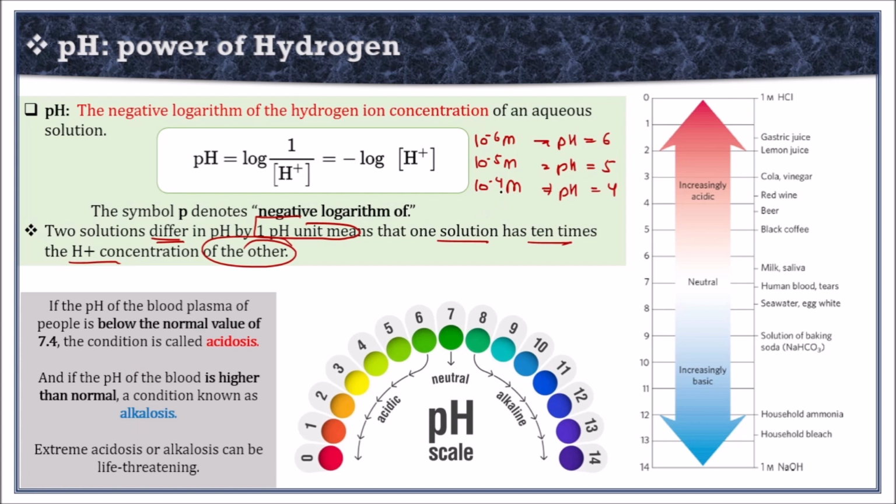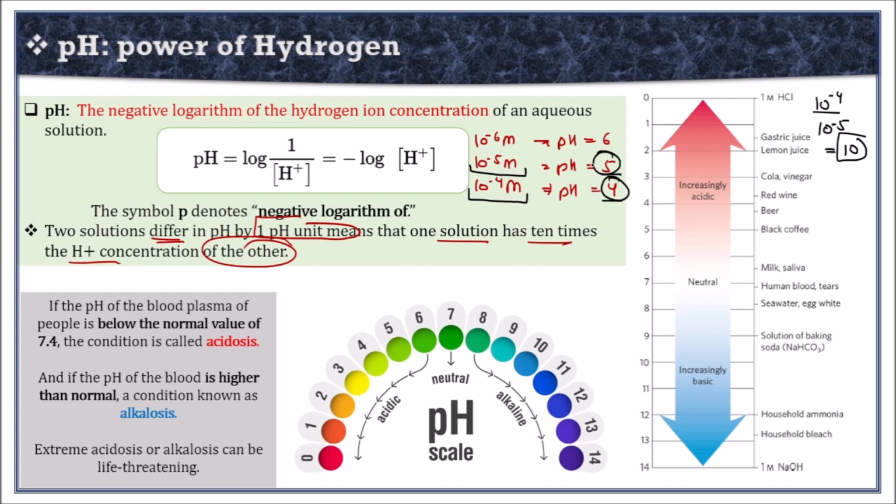We can understand this with the examples that we have already done. As you can see over here, the concentration of H plus is 10 to the power minus 4, and over here it is 10 to the power minus 5. The difference in the pH is 1 unit. So if we divide 10 to the power minus 4 by 10 to the power minus 5, we will get 10. So you can see that pH 4 has 10 times more H plus ion concentration as compared to the pH 5 solution.